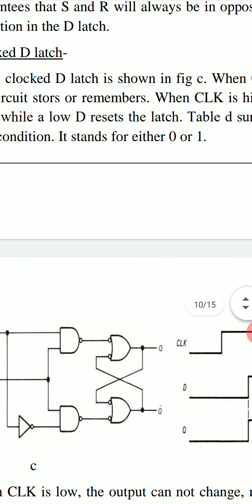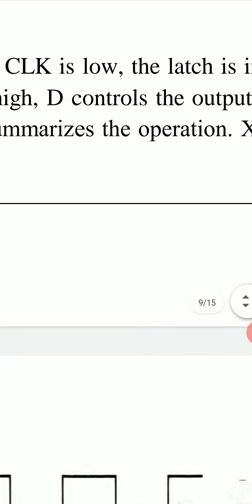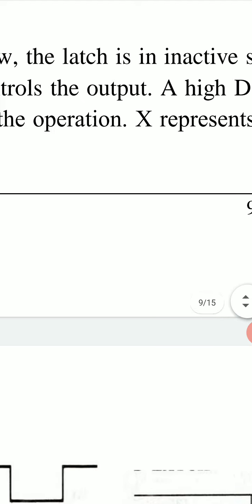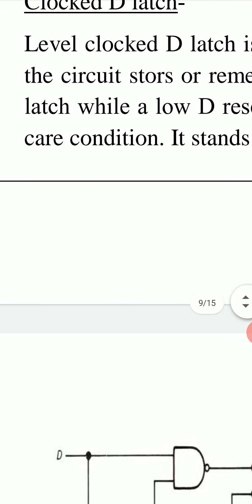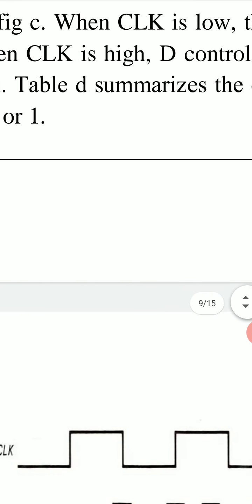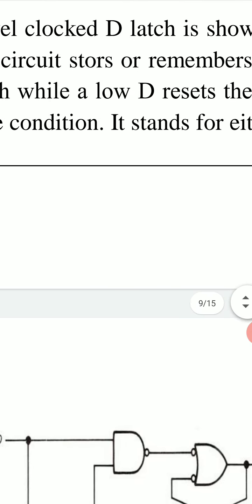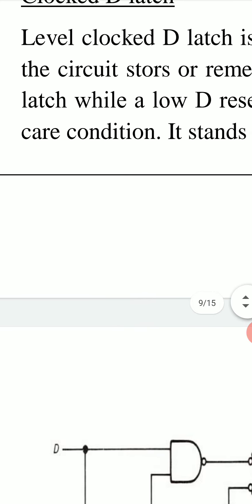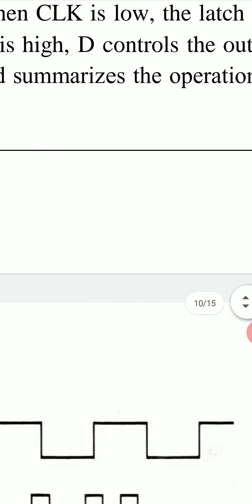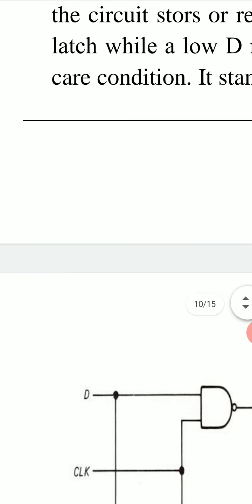Level clocked D latch is shown in this figure. When clock is low, the latch is in inactive state and the circuit stores or remembers. When clock is high, D controls the output. A high D sets the latch while a low D resets the latch. Table D summarizes the operation. X represents a don't care condition.